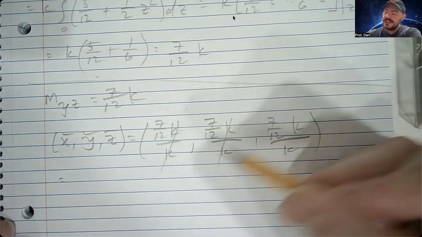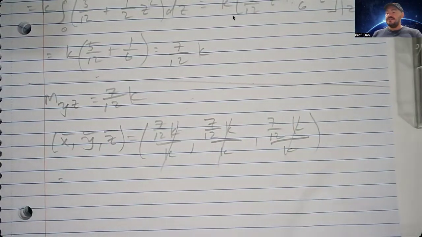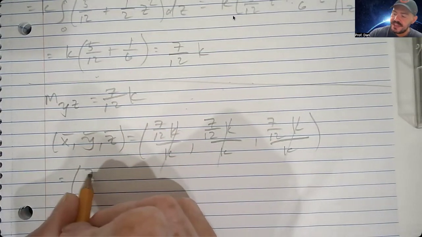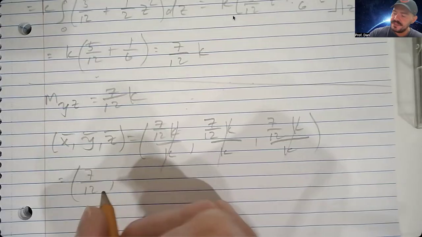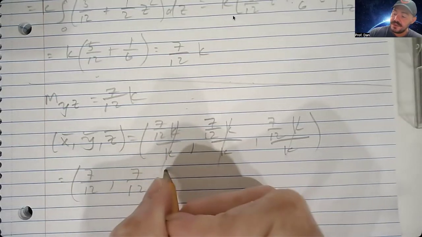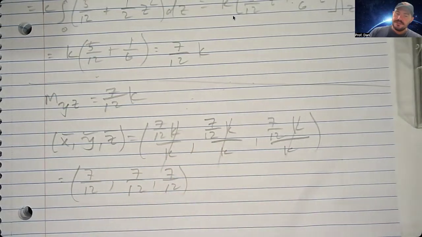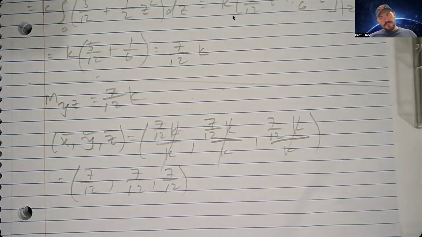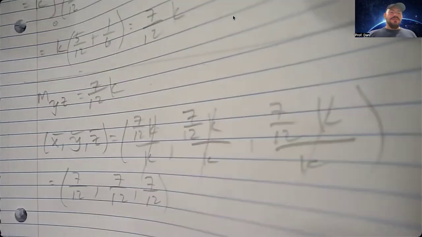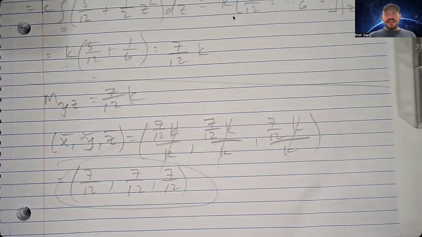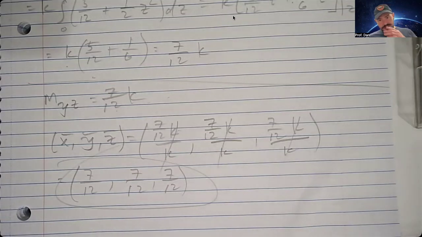Since the k's will divide because they're a constant that is presumably non-zero, we end up getting that our center of mass is 7/12, 7/12, 7/12. So is that the middle of the cube? Hmm. Well, it's not 1/2, 1/2, 1/2, but it is pretty close. I'd say it makes sense. So that's the center of mass, and that is all I'm going to say about moments.